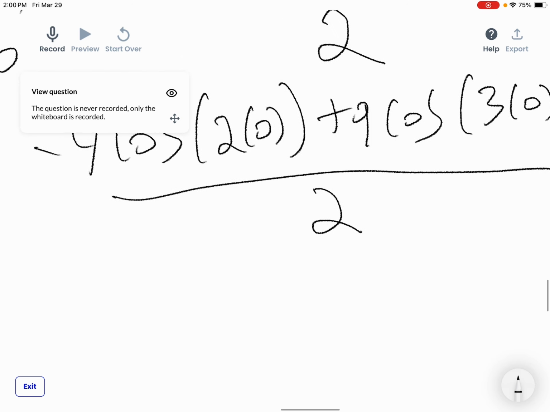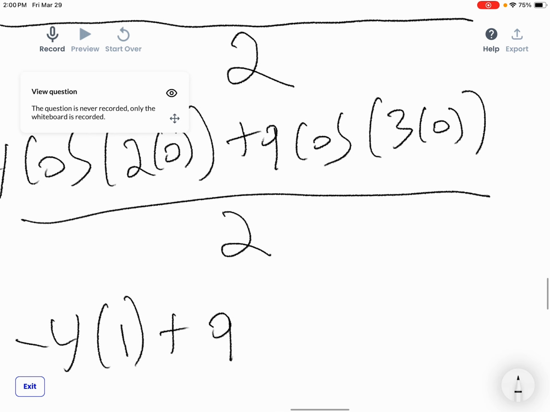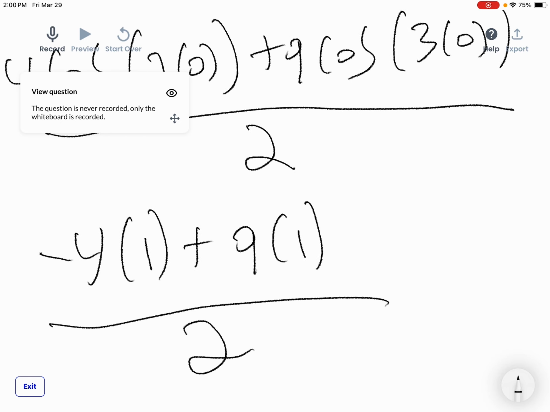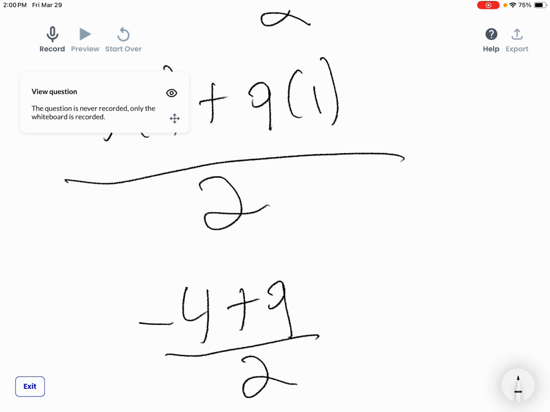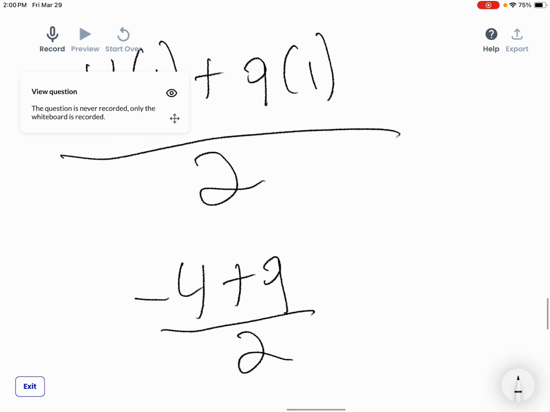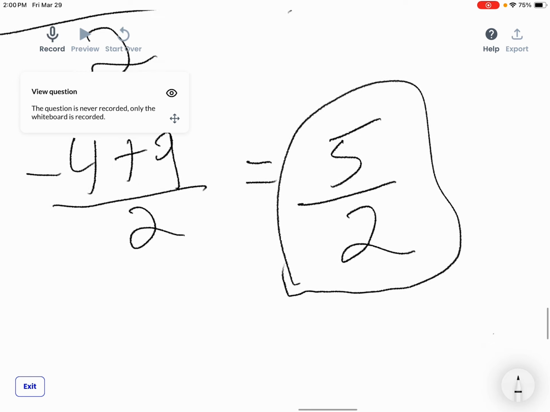So what happens on the top? Cosine of 0 is 1, so this is negative 4 times 1, plus 9 times cosine of 0, which is 1, so plus 9 times 1, all over 2. So we have negative 4 plus 9 over 2. Negative 4 plus 9 is 9 minus 4, which is 5. So 5 over 2. Therefore, the limit here is equal to 5 halves. All right, calculator, take care.